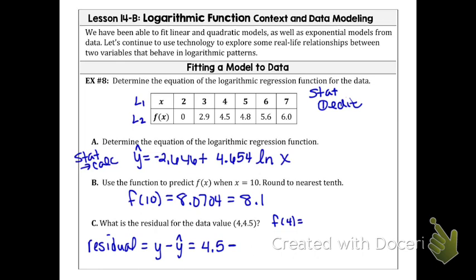And let's see if I check that. It is going to be 3.8058. And so that's what I'm going to subtract here. So 4.5 minus 3.8058, which is 0.6942. So that would be our residual for that point. Remember, residual is your actual minus your predicted. Predicted is your line because it's based on a prediction.